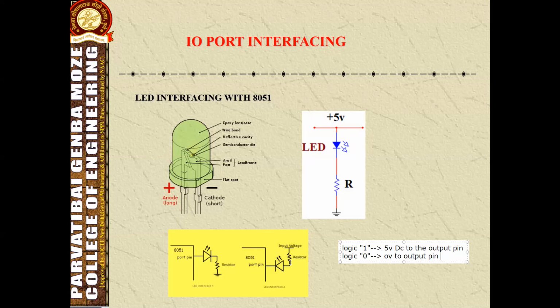This resistor is called a current limiting resistor, which limits the current flowing directly to the LED. Using this current limiting resistor, we are going to make the LED blink according to the 8051 microcontroller.